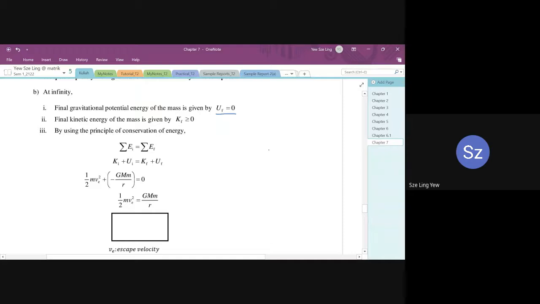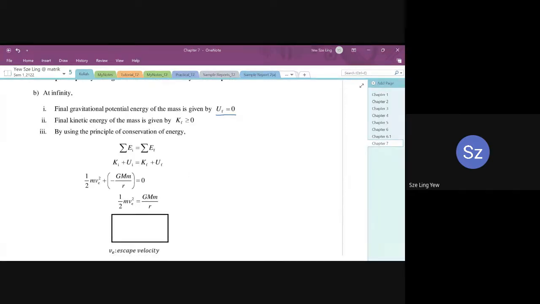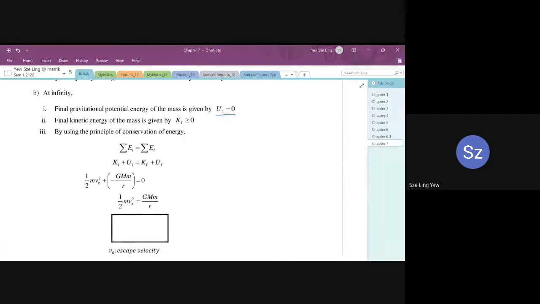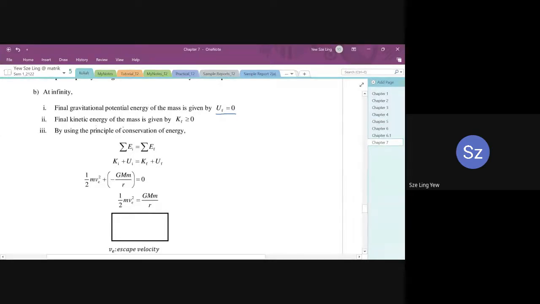So when it has escaped from the object already, we are going to look at the energy. The kinetic energy is equal to 0. So the final kinetic energy is equal to 0. So by using the principle of conservation of energy, we have K initial plus U initial equals K final plus U final. So U final definitely is equal to 0 because it has already left the object. And then K, the kinetic energy of the mass: once it escapes from the object, it might no longer move. So K is also equal to 0.